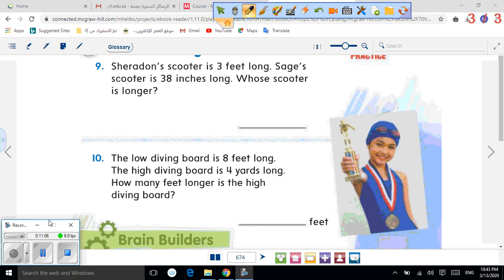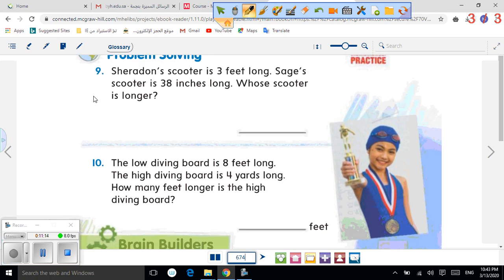Now go to page 674. Question 9. First, read the question. Sheldon's scooter is 3 feet long. Sage's scooter is 38 inches long. Whose scooter is longer?